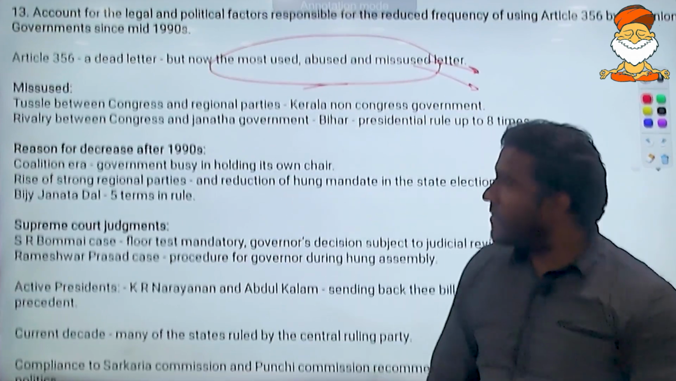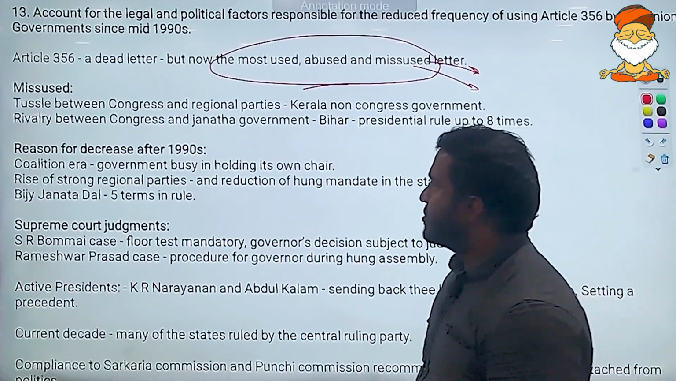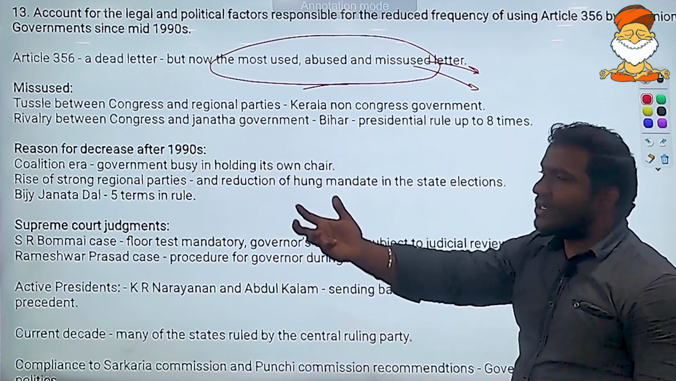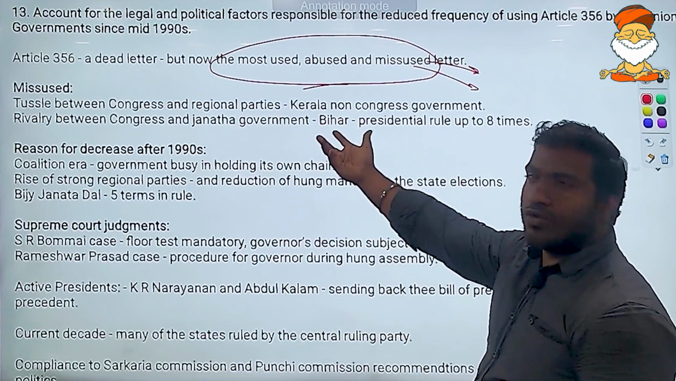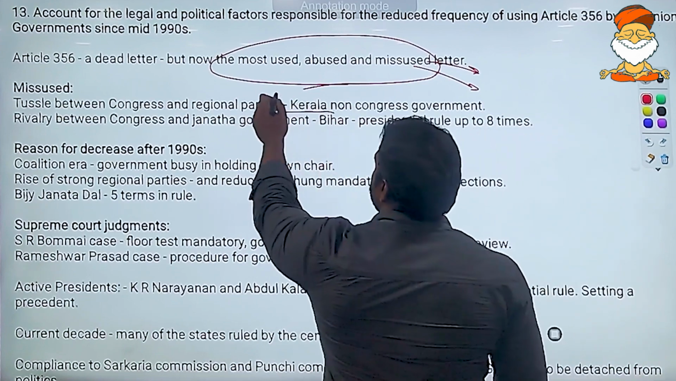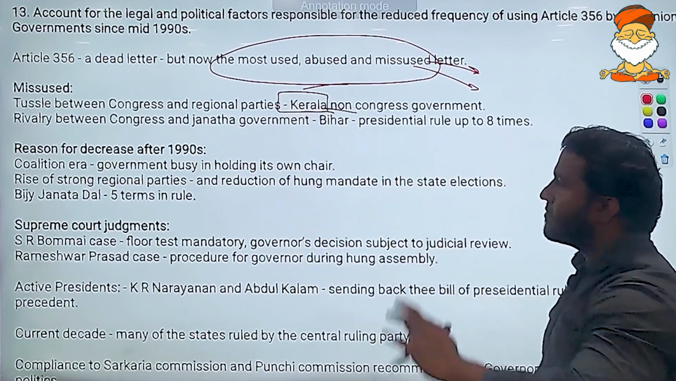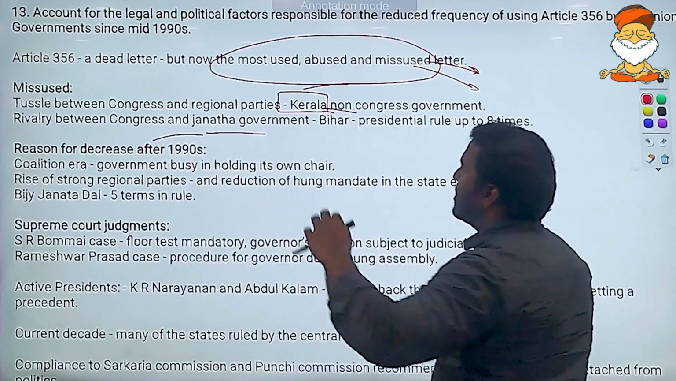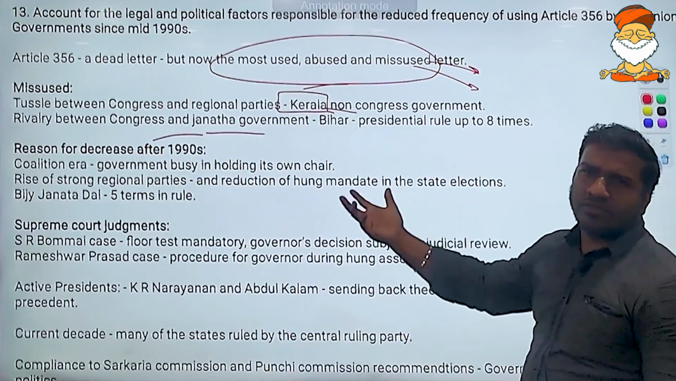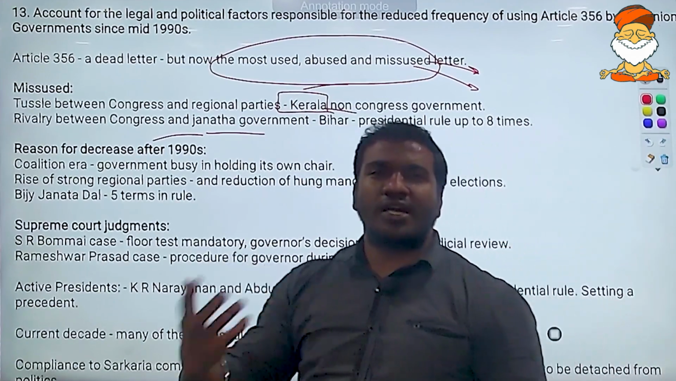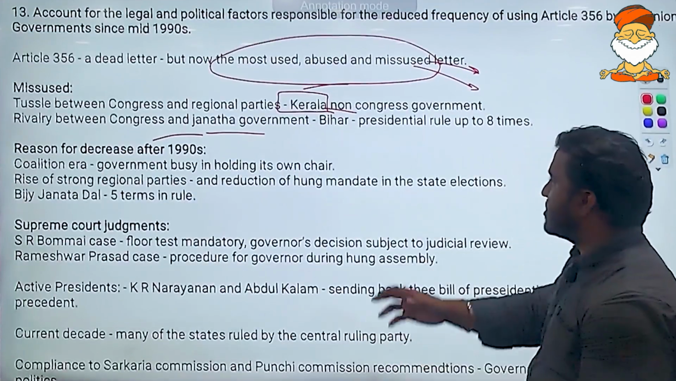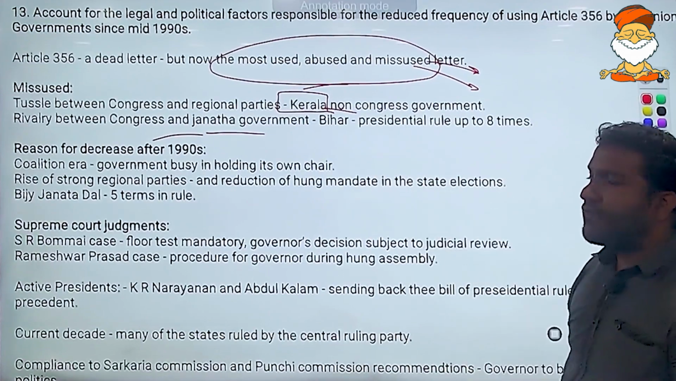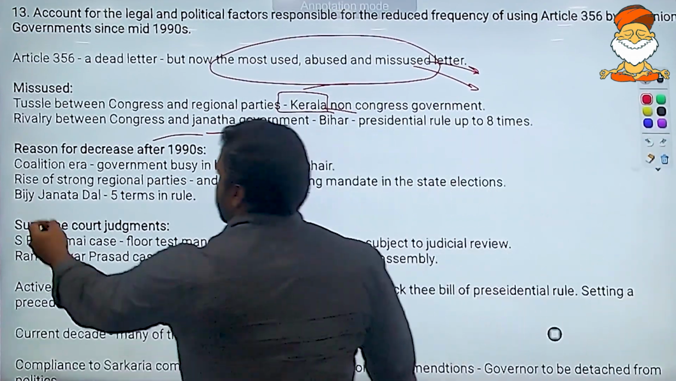Then misused. Like how it was being misused: the very first imposition of presidential rule against the Kerala EMS Namboodiripad government, and then the rivalry between the Congress and Janata governments, like Bihar 8 times, UP 8 times, Manipur 10 times. So every time the government changed, imposition of presidential rule came. Then the reason for the decrease. So here starts your original body.